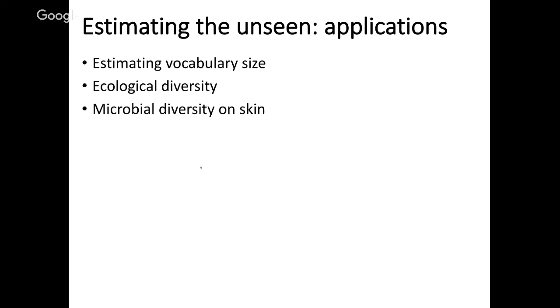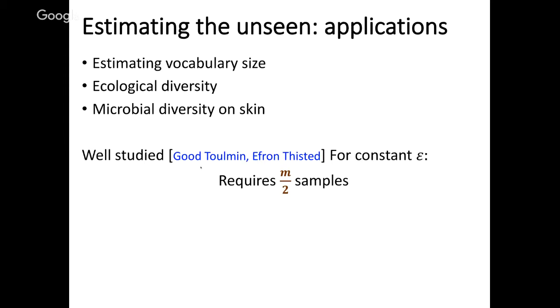Okay. So again, just like entropy, there are many applications for this problem, including estimating the vocabulary size, measuring the ecological diversity, which is the problem of the butterflies that we saw, or even microbial diversity on skin. And this is a very well-studied problem, starting from the 40s, 50s, and it's being studied even now. So Good, Toulmin, and Efron and Thisted, what they showed is for a constant value of epsilon.